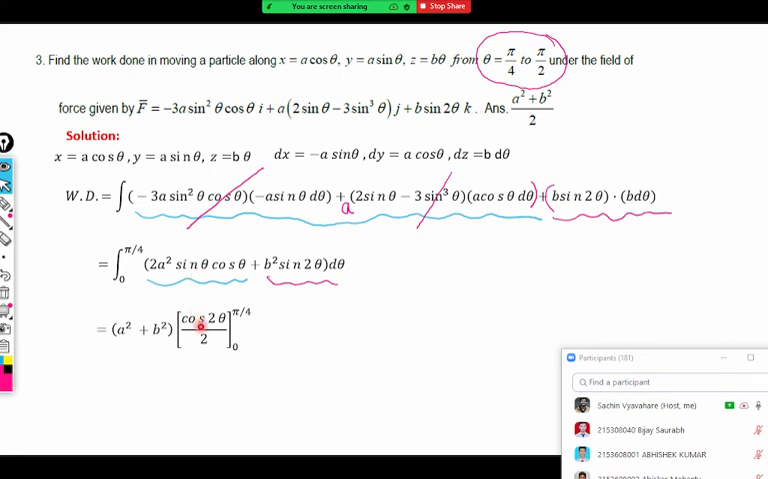I think I missed the minus sign. There should be a minus cos 2 theta upon 2. Yes, sir, minus. But when you put the upper limit, you get cos pi by 2, that is 0. The lower limit has a minus sign, so minus minus becomes plus, and you get 1 by 2.